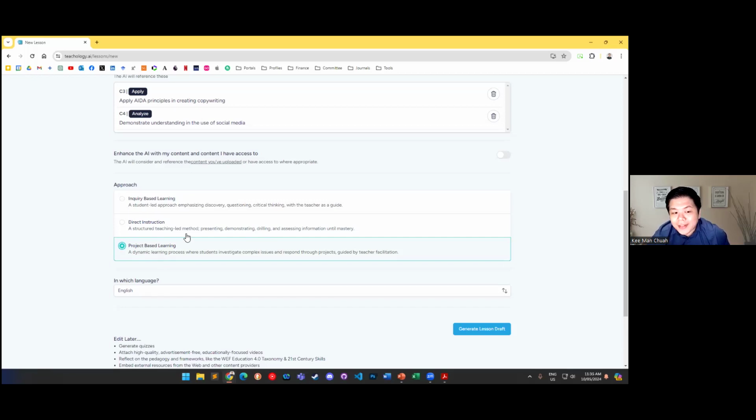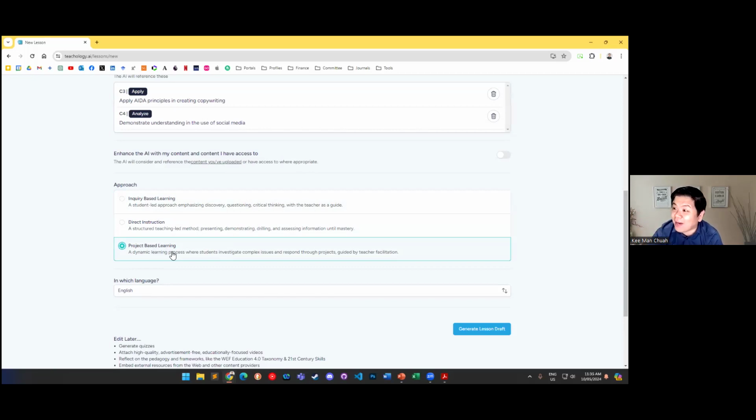At the moment, the team has created only three approaches. But to me, it's already sufficient because these are the ones that we normally use. Inquiry-based learning covers everything like problem-based learning, challenge-based learning, all those that require inquiry learning go under that. If you have POBL, problem-oriented PBL, all right? So that will be under project-based learning.